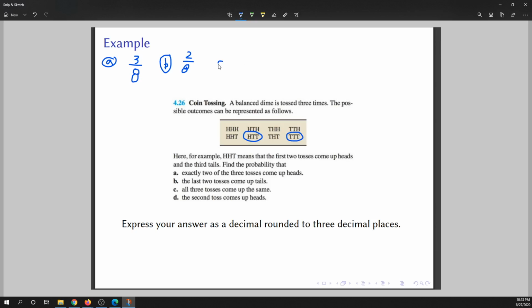All right, part C. Part C says all 3 tosses come up the same. All right, so either all heads or all tails. So if I look here, all heads, all tails, and that's it, right? There's only 2 ways that that can happen. And so the probability that all 3 tosses come up the same is 2 elements in our event, divided by the 8 things in our sample space, the 8 possibilities.